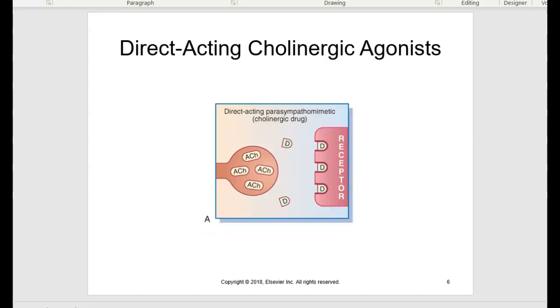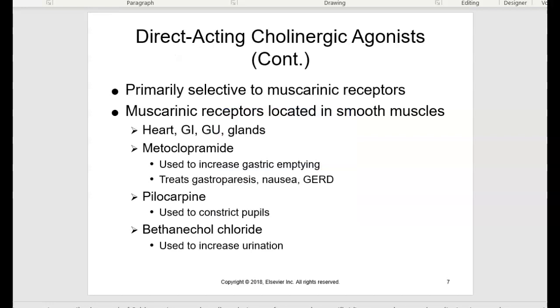This is just a little diagram showing a direct acting cholinergic agonist. It's when the drug itself actually activates the receptor sites. And direct acting cholinergic agonists primarily are selective to muscarinic receptors, which are located in smooth muscles of heart, GI, GU, and glands.